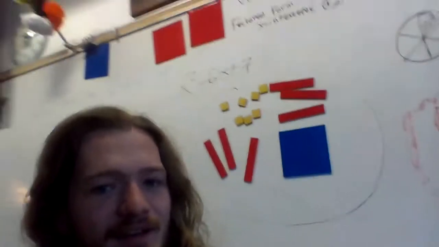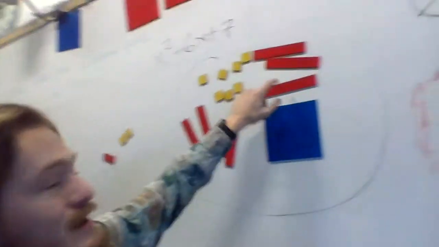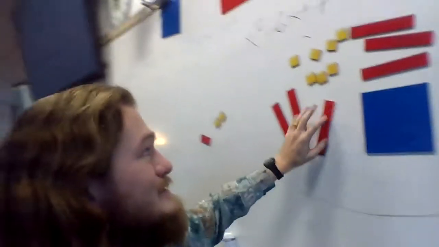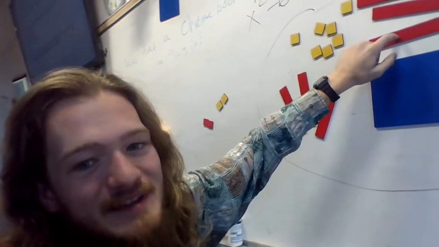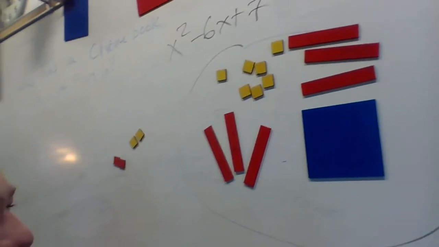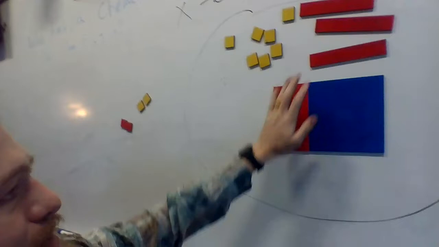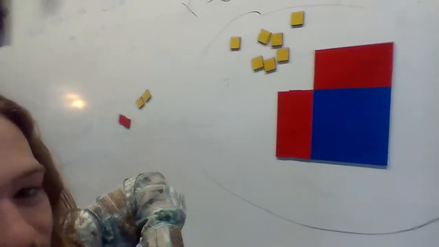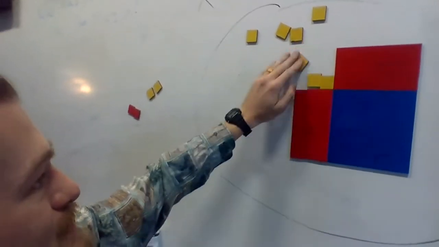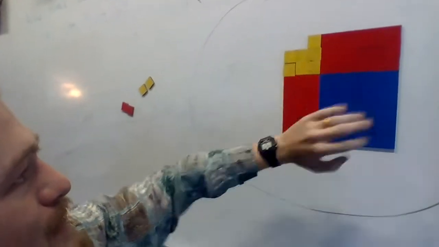You see here I have the first problem, x squared minus 6x plus 7. So I have x squared, 6 negative x tiles, and 7 one tiles. The red side means it's negative. I'm going to make a square out of that. I'm going to do my best. I know this might be backwards on the video, but it's all good. Here's a square, and if I'm trying to make a square with that, I've got these 7 tiles. Let's put them in here. 1, 2, 3, 4, 5, 6, 7. There we go. Not quite a square.